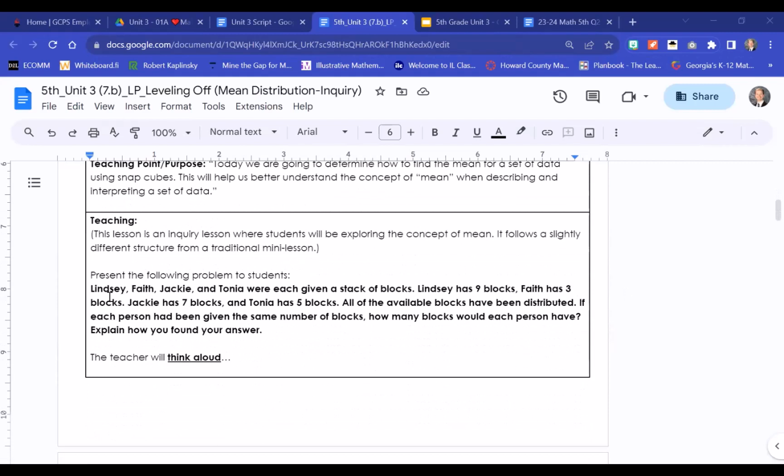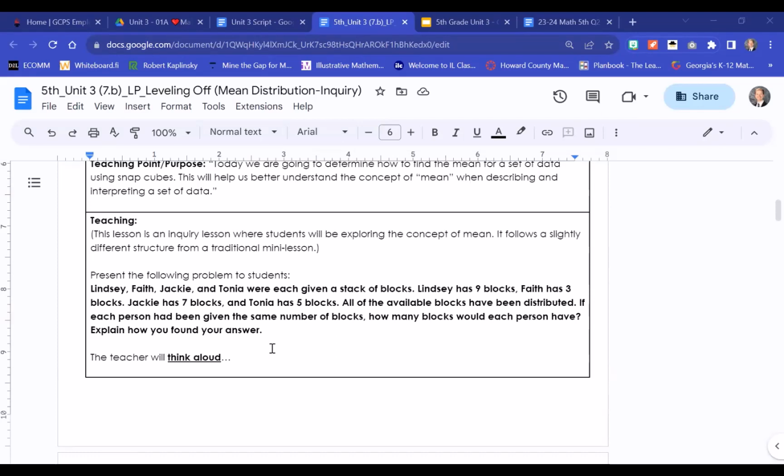So we would begin with the problem, which says Lindsay, Faith, Jackie, and Tanya were each given a stack of blocks. Lindsay has 9 blocks, Faith has 3 blocks, Jackie has 7 blocks, and Tanya has 5 blocks. All of the available blocks have been distributed. If each person had been given the same number of blocks, how many blocks would each person have? Explain how you found your answer.